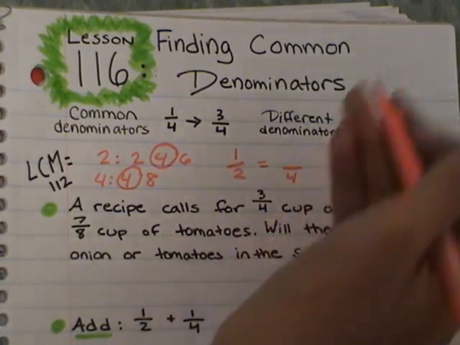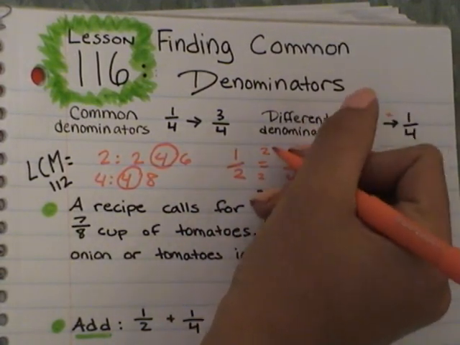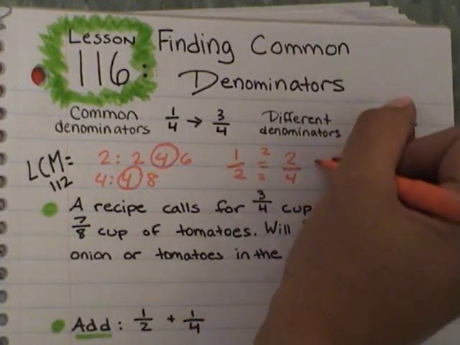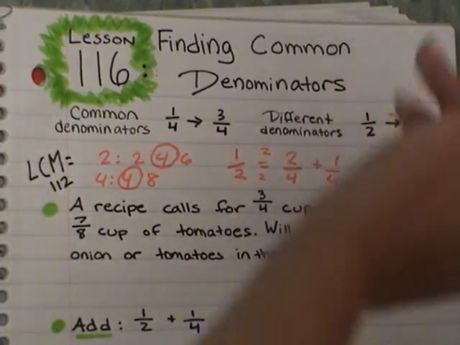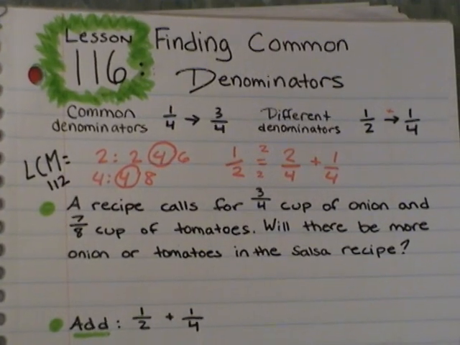2 times what gives me 4? 2. So if I do the bottom by 2, I have to do the top by 2. 2 times 1 is 2. Now I have fractions that I can add and subtract with. We have the same denominator. So you add those together, 2 plus 1 is 3, so my answer would be 3/4. So now it works. This is something that we're going to be practicing a lot. It takes a lot of practice to find common denominators.